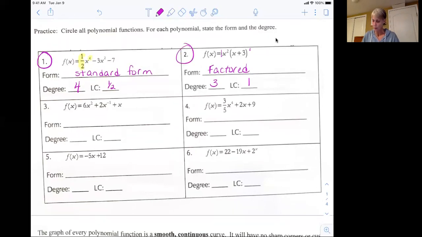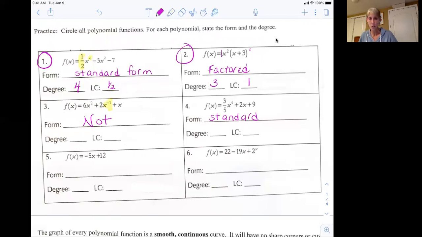In example 3, when I look at my powers, I notice right away my numbers are okay, but my powers, right here is my issue. I have a -1, so this is not a polynomial. Example 4 is good. Example 4 is in standard form.